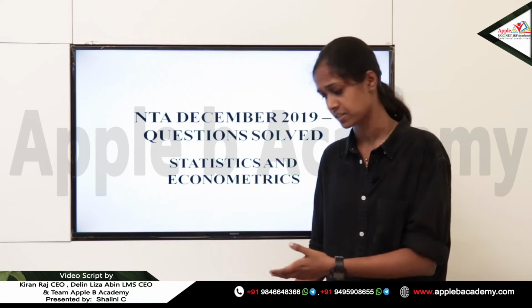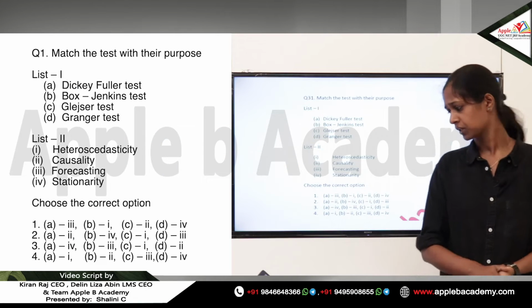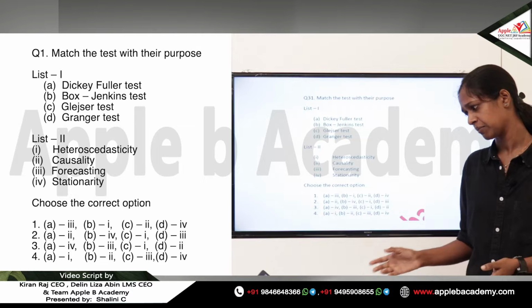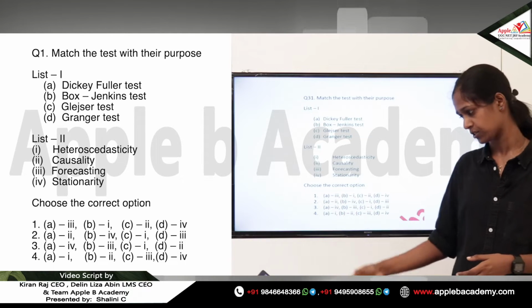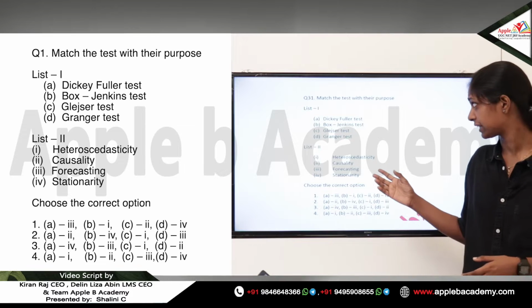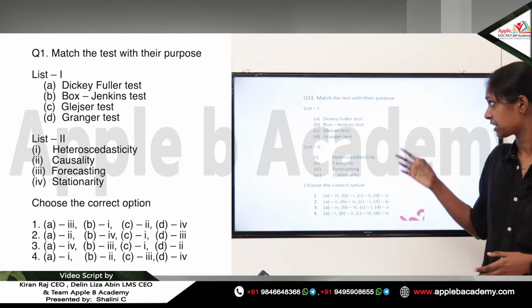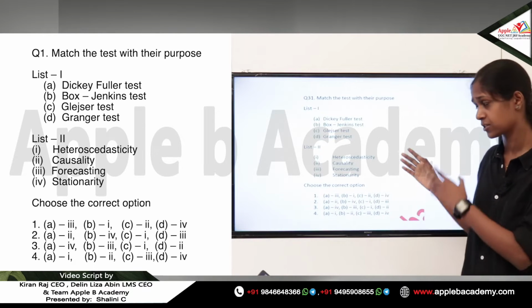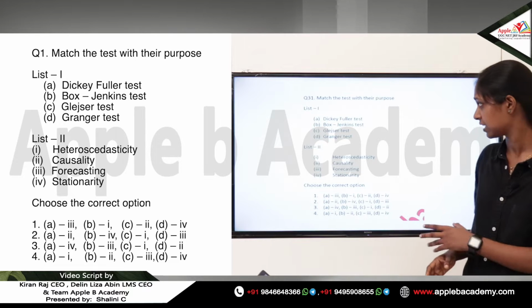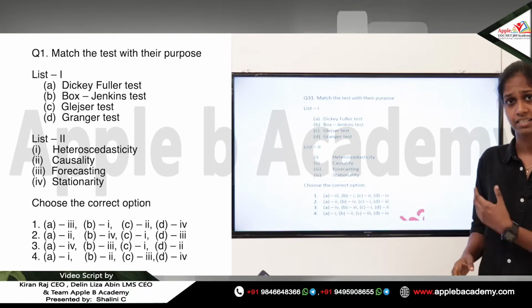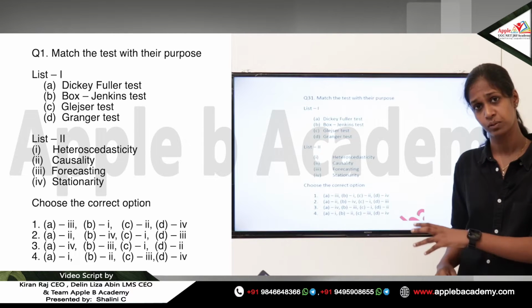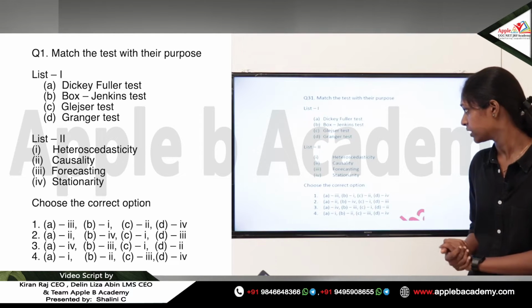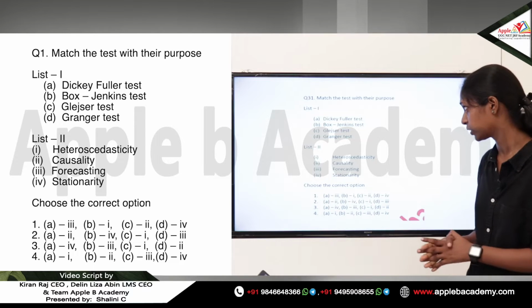So moving on to the questions. The first question: match the test with their purpose. We have a match the following question here, with list 1 and list 2. List 1 has Dickey-Fuller test, Box-Jenkins test, Glesjer test and Granger test, and list 2 has heteroscedasticity, causality, forecasting and stationarity. We have to match each of the tests with their particular phenomena. Choose the correct option from the following codes.